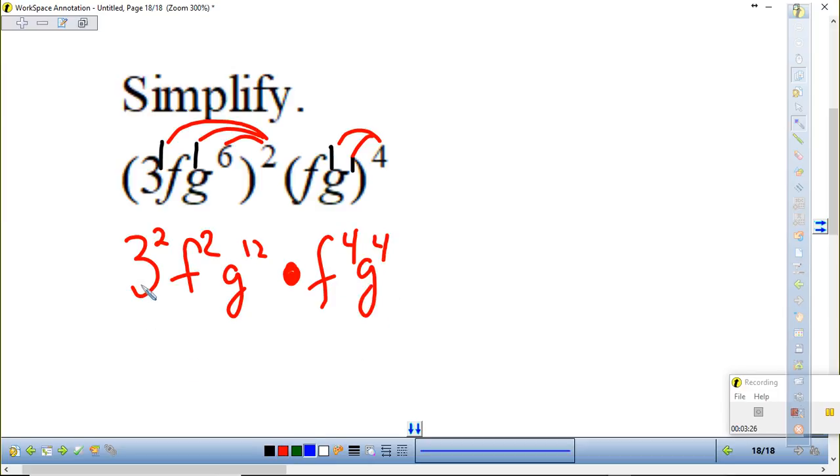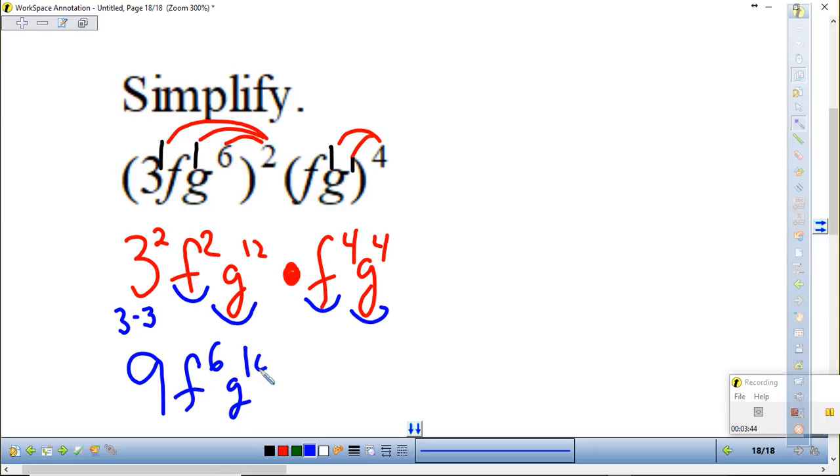All right, 3 to the 2nd, let's simplify that. 3 to the 2nd is 3 times 3, which is 9. F to the 2nd and f to the 2nd and f to the 4th is f to the 6th. G to the 12th, g to the 4th, that's g to the 16th. So far so good? Do we need another one of those? Okay, let's go to number 4.